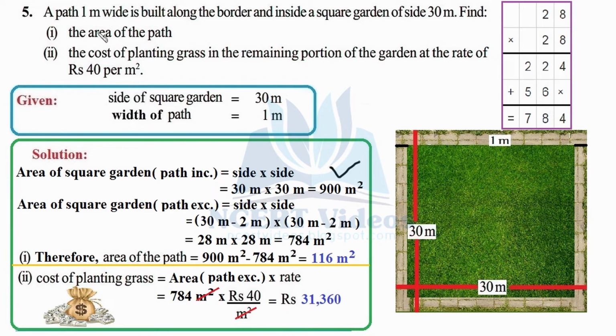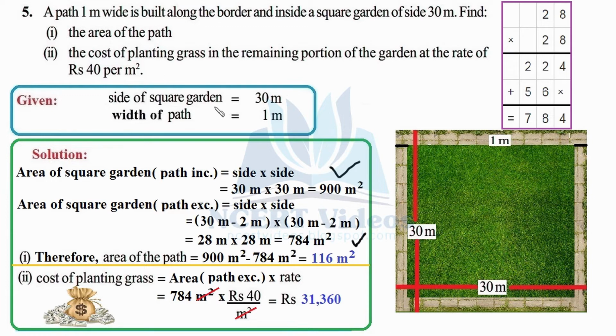Therefore the area of the path, the first part, will be the initial area of this garden, that was 900 meters square, minus the now left area, that is 784. Subtract it, you get 116 meters square. Now cost of planting grass. Now we have to plant grass on this garden, so that will be area into your rate. So area, that is path excluded, the actual area which is now left, that is 784 meters square, into rate.